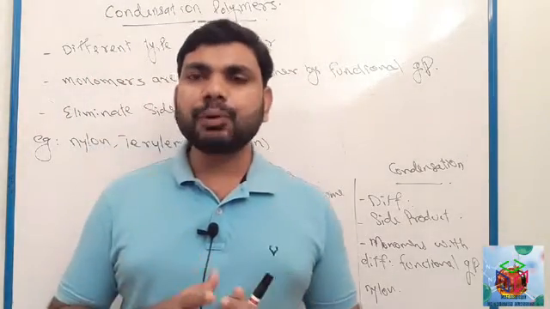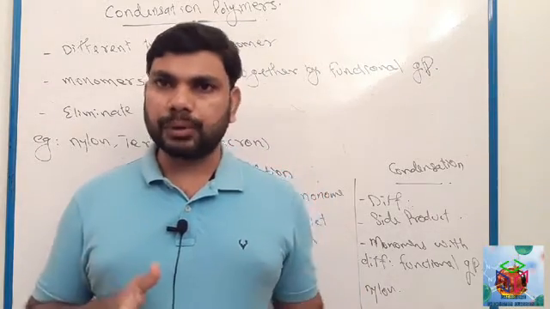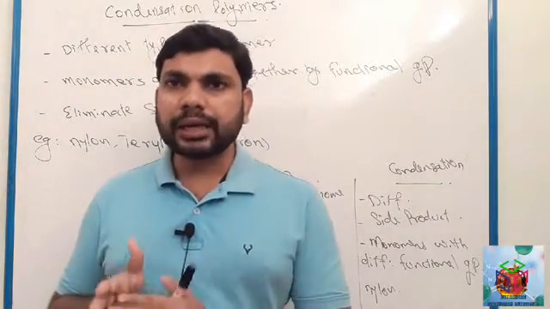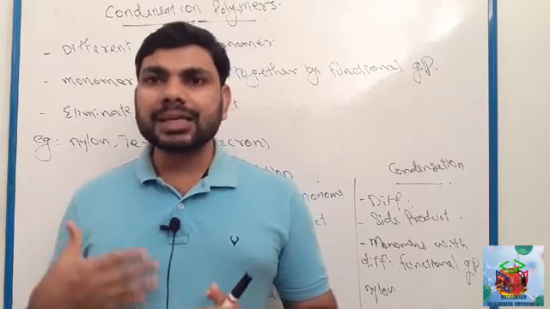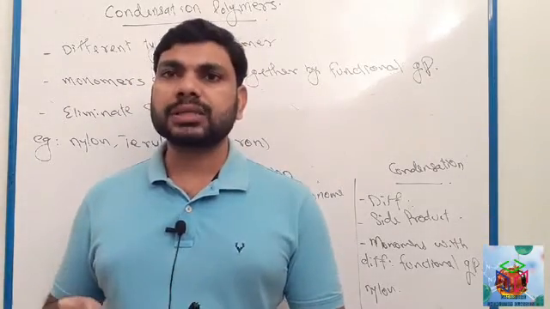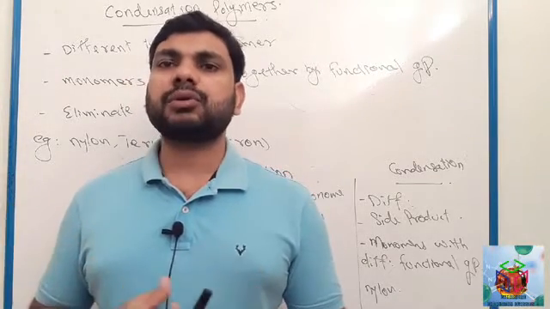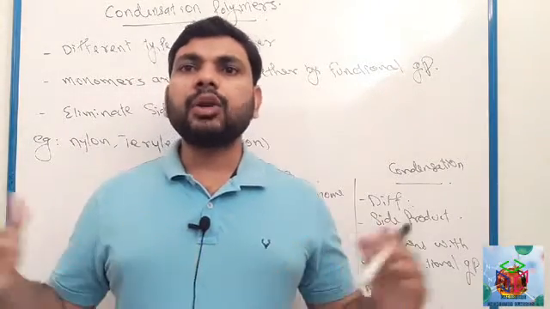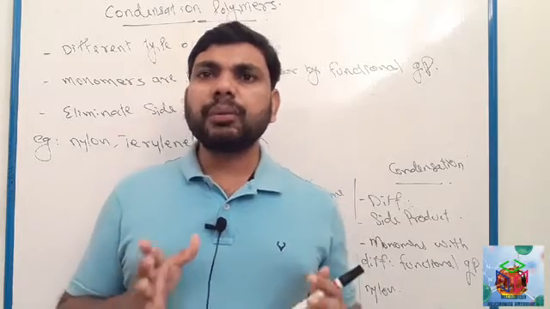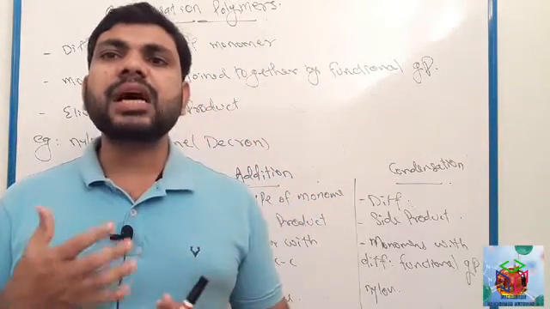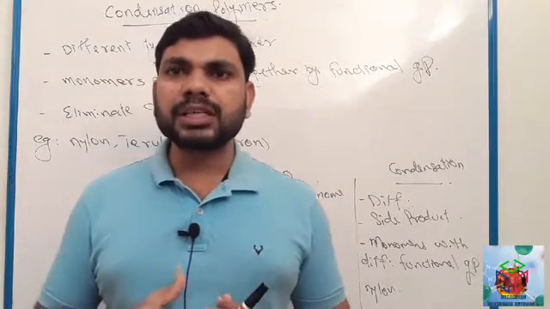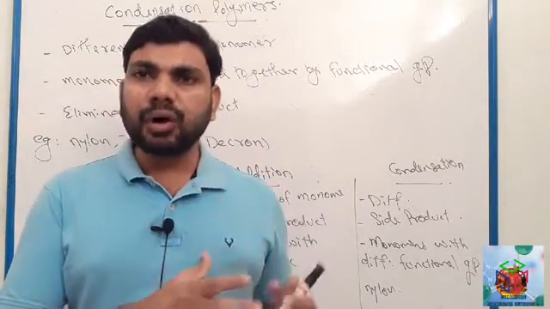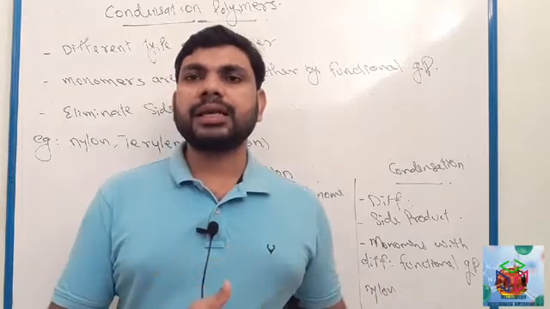Addition polymers mean repeated addition of monomers to form a polymer, with only one type of monomer: ethene, polythene, propene, polypropene, styrene, polystyrene. But condensation polymers mean there will be different types of monomers with different functional groups, such as alcohol and carboxylic acid. These different monomers react together to form a long chain polymer. Also, during formation of a condensation polymer there will be some side product. I will give you more examples for this.